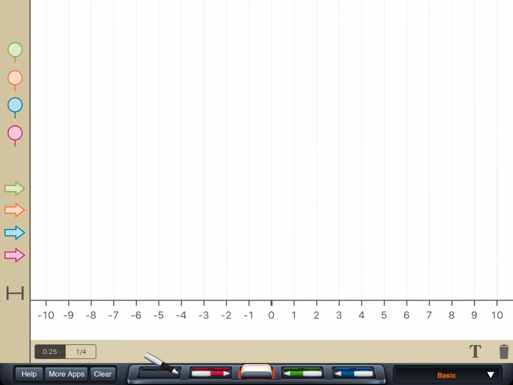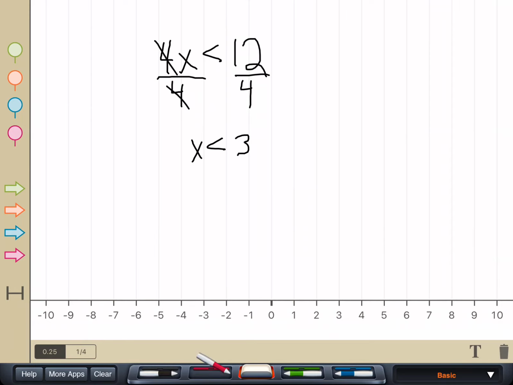If I have 4x is less than 12, 4x means 4 times x. So we need the same value with the opposite operation. The opposite of multiplication is division. So I'm going to divide by 4. So if I have x times 4 and then divided by 4, I'm left with x. And in this case, x is less than 3. So I'm going to put my boundary point at 3. x can be numbers less than 3. But because of this symbol, x cannot actually be 3. So this boundary point will not be filled. It will remain open. Okay?